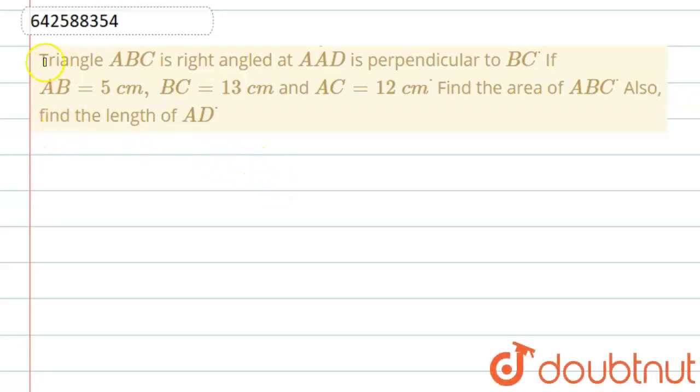The given question says a triangle ABC is right angled at A. AD is perpendicular to BC. If AB equals 5 cm, BC equals 13 cm, and AC equals 12 cm, find the area of triangle ABC. Also find the length of AD.